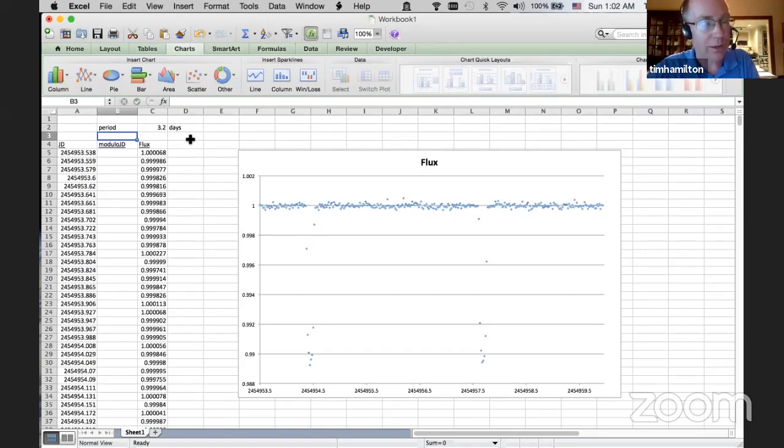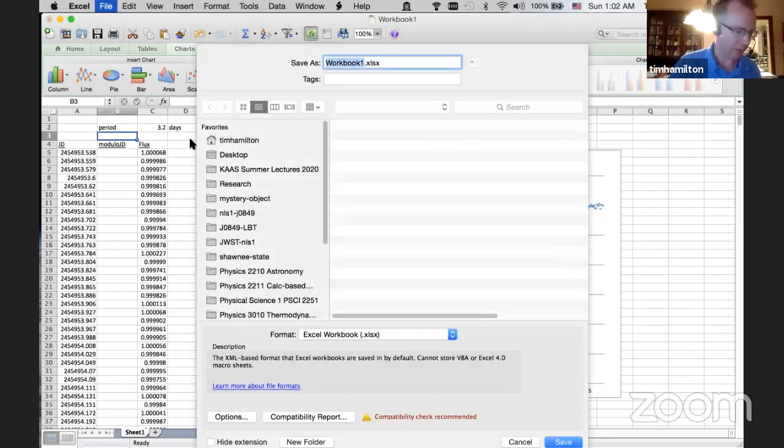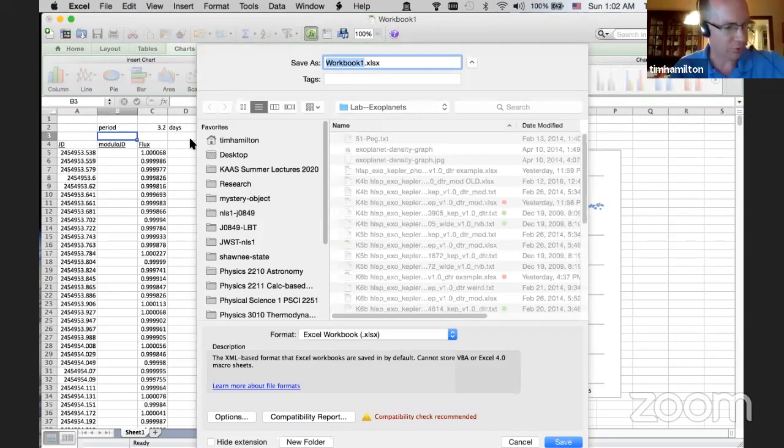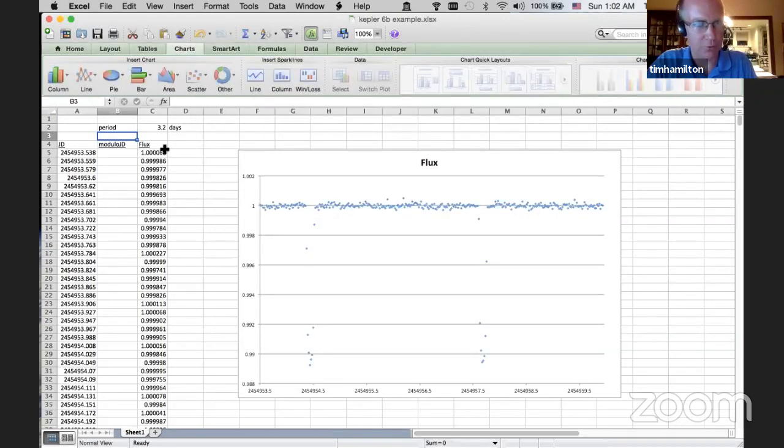By the way, we should go ahead and save our work. In TopCat, of course, you don't really need to do that until you're finished. But in Excel, it's a good idea to do it periodically. It will not save anything until you tell it to. So I'm going to name this Kepler 6b example, because I've done a couple of other versions of it lately. If you're doing TopCat, you don't need to do that yet, just after you've got a final result.